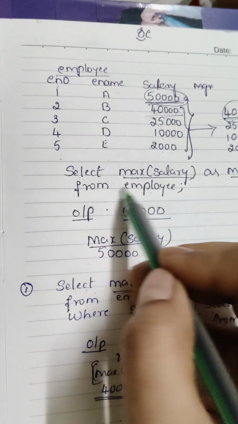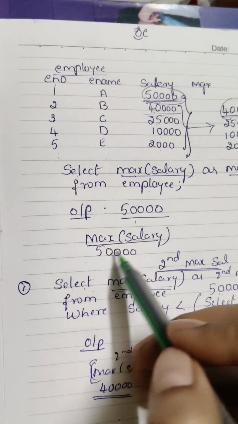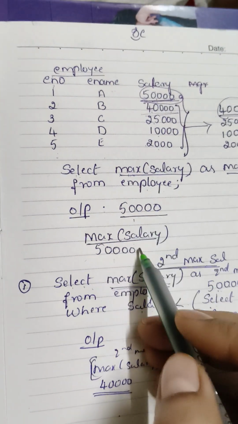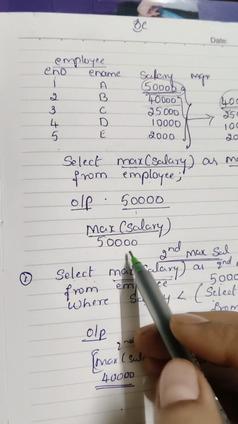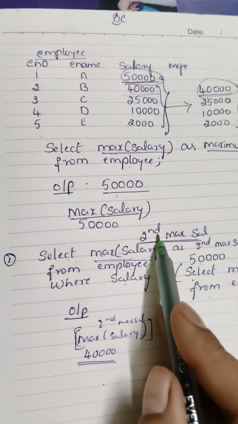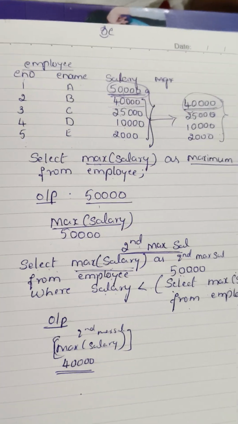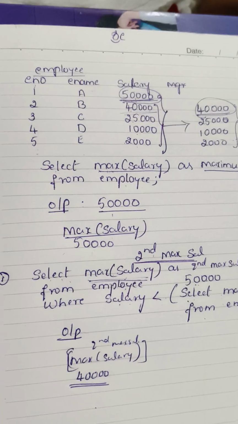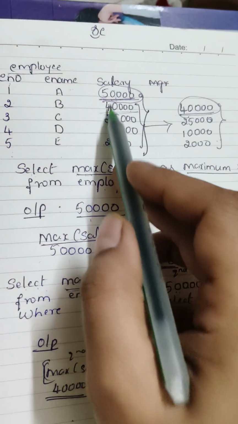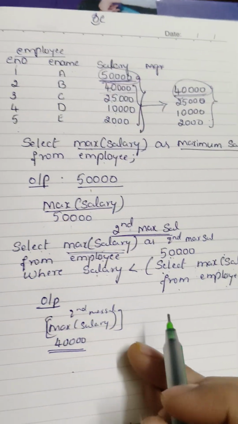Select max of salary from the employee table. It will give the highest salary in this table, that is 50,000. The 50,000 will be the result. Now how to find out the second maximum salary? The same thing we have to use, but we are finding the second maximum salary. By seeing this table, we can easily say 40,000 is the second maximum salary. But how to write the query for this?